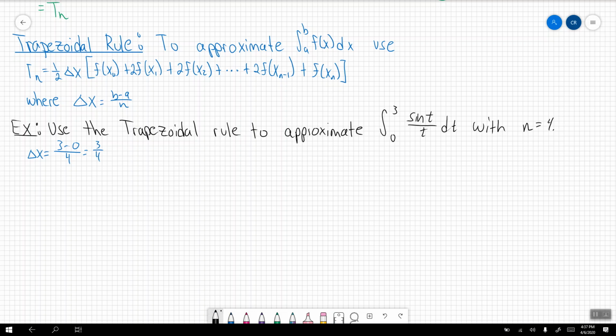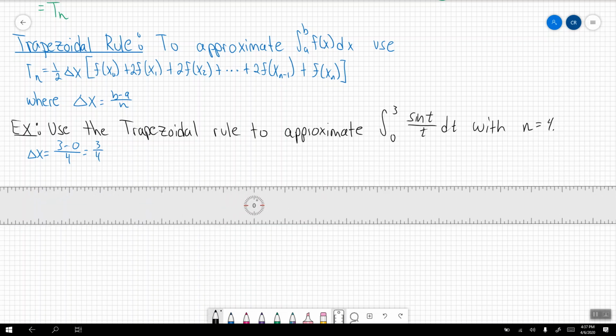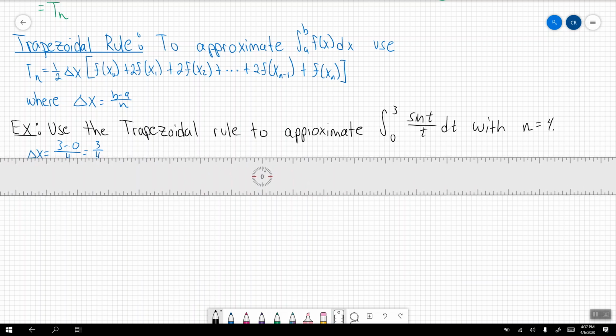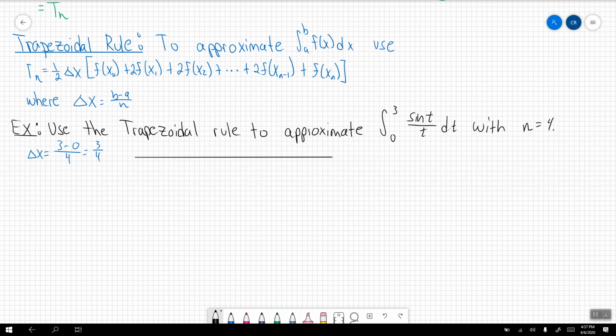Awesome. Now that I have this, I want to start looking at my interval. Really quickly, I'm just going to draw a quick interval here, that way I can start analyzing what numbers I'm going to be looking at. Let's start with our a value. The a value starts at 0. Then we go over a delta x value, which means we're now at 3/4. So this is your x sub 1. We go another 3/4.